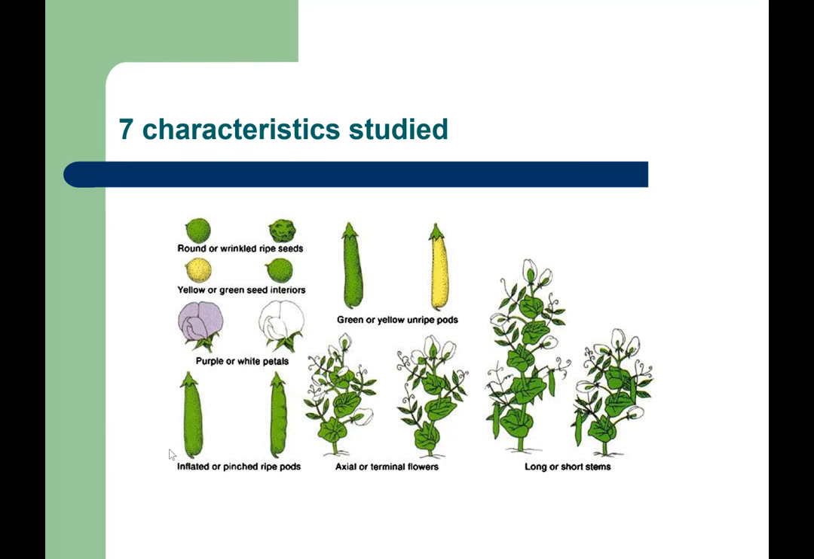These are the characteristics that Mendel studied. The type of seeds, the color of the seeds, the color of the flower, the type of pod, the color of the pod, whether they were short or tall, and then axial or terminal flowers. And what that means is, are the flowers at the end of a stem, terminal, or are they on the sides? That's axial.